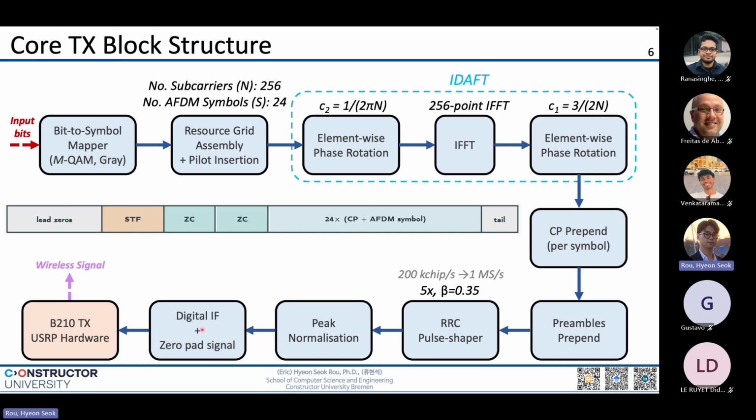And this digital IF means simply that we just have a shift. I believe I had a 240 kilohertz shift from DC just to prevent some DC spur from the hardware and perform clean signal processing. And then after that, we simply go to the hardware and then we upconvert to the actual wireless signal that we get.